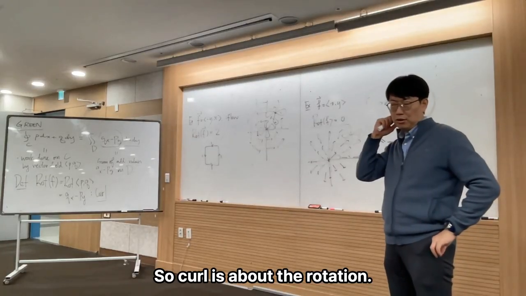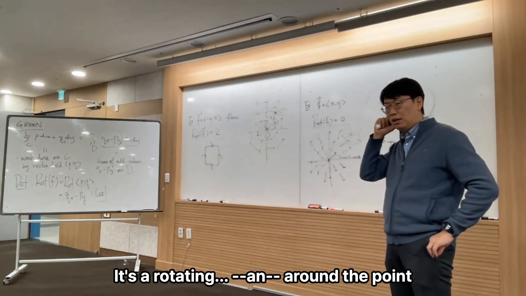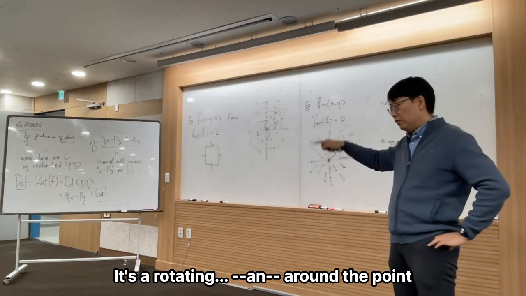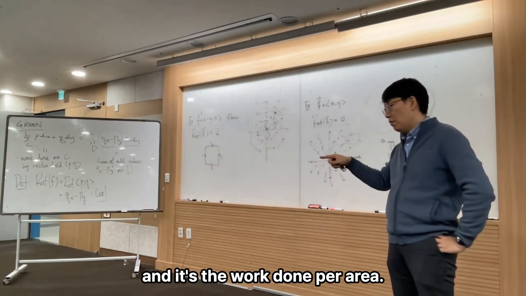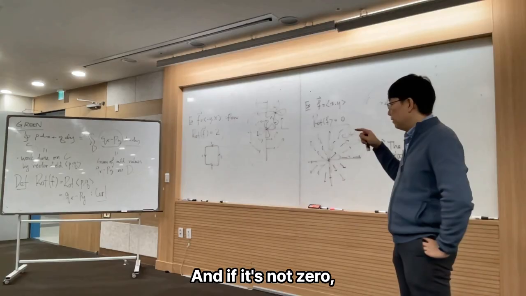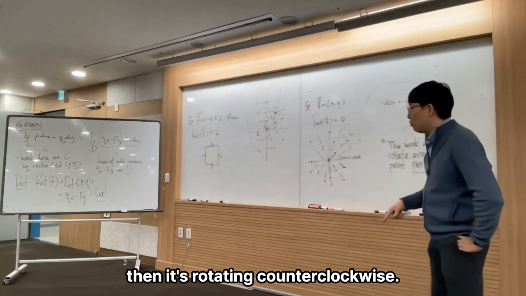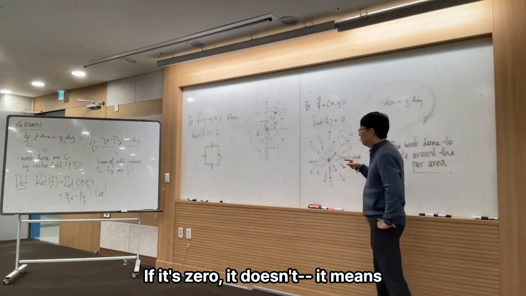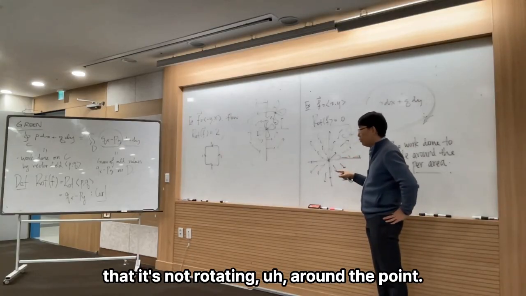So curl is about the rotation. Rotating what? It's rotating around the point by the vector field, and it's the work done per area. If it's not 0, then it's rotating counterclockwise. If it's 0, it means that it's not rotating around that point.